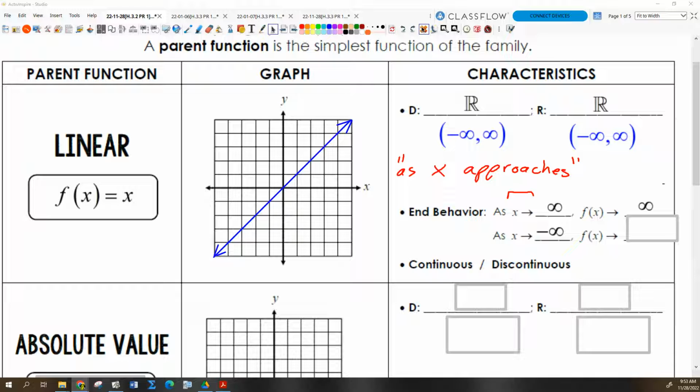Looks like he's going down. Is that positive or negative y direction? Negative, yeah. So he's going down to negative infinity also, right? So there's the end behavior of that function.